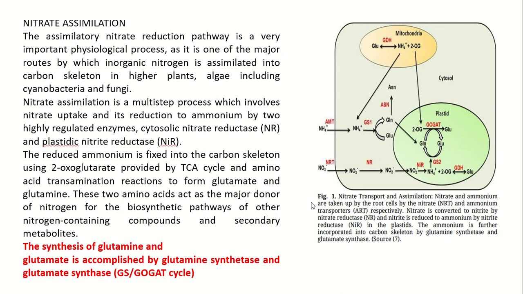Okay. Now, biochemically, how is the process happening? GOGAT, glutamine synthase. That has already been taught to you, even though I am repeating this word. Mitochondria, cytosol, and plastid are involved in this reaction, nitrate assimilation. The assimilatory pathway is a very important physiological process, and the major route here is inorganic nitrogen. Inorganic nitrogen is assimilated into a carbon skeleton in higher plants, including cyanobacteria, fungi, and algae.